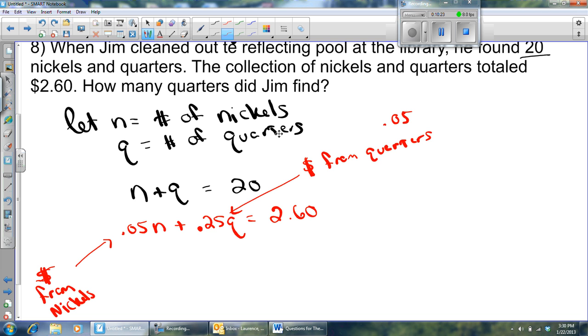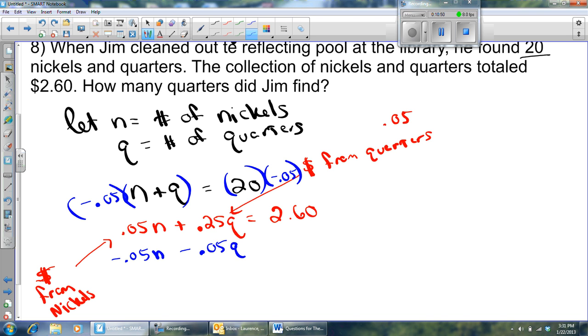All right. So now I've got these two equations. I'm going to go ahead and solve this one by elimination. I'm going to multiply this guy by negative 0.05 and this guy by negative 0.05. All right, so I'm going to get a negative 0.05n minus 0.05q, and that's going to equal a negative 1, negative $1. Right, 20 times 0.05, yep, negative 1.